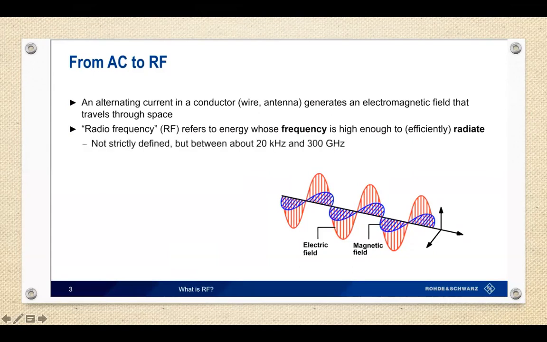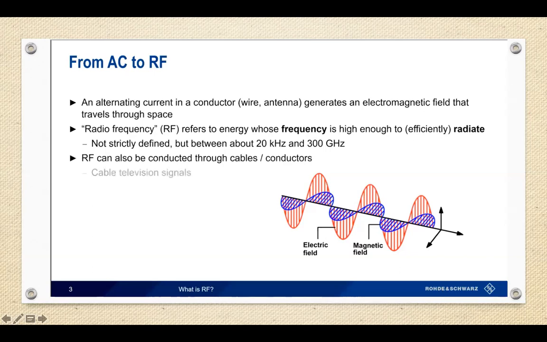There's no strict definition of what makes something radio frequency, but most engineers would consider RF to be electromagnetic energy in the range of about 20 kilohertz to about 300 gigahertz. That is 20,000 to 300 billion cycles per second. Although the most important aspect of RF is the fact that it can propagate through space, RF can also be carried by cables or other conductors.